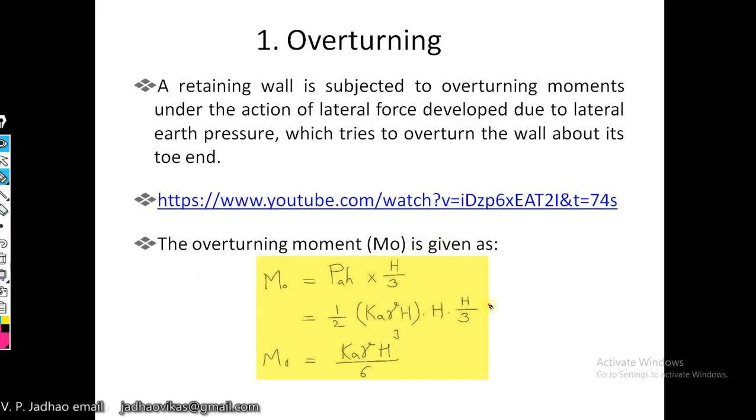Similar phenomenon is explained here again. I'll paste this particular link in your WhatsApp group. You go through this video, in which how a retaining wall works is explained. I'll paste this on your WhatsApp group, rather than consuming the time. We'll move on.